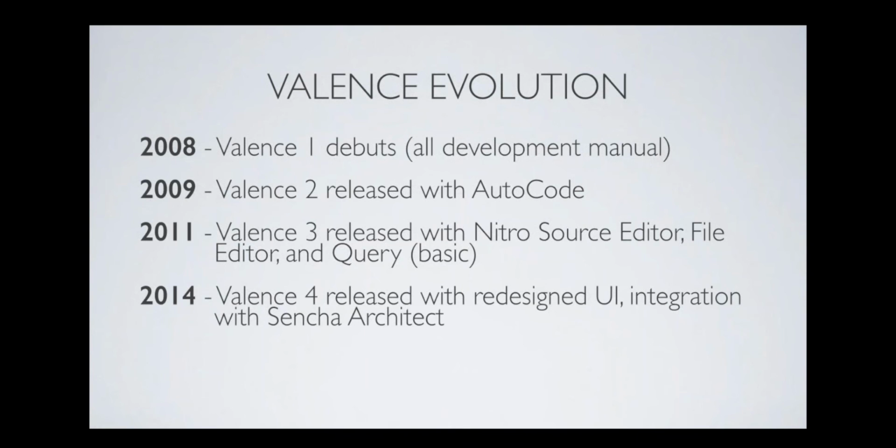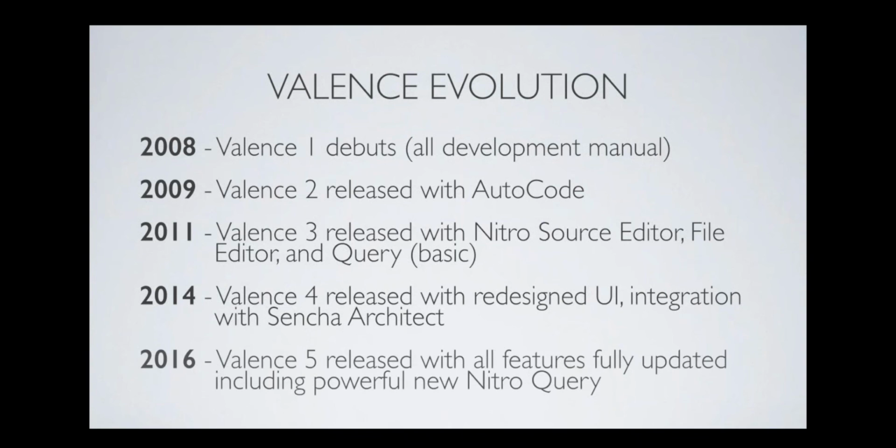Then in 2014 with Valence 4, we released a redesigned UI with Valence, and we also integrated it with Sencha Architect. So you had a GUI designer at that point. So not all the coding was manual. You could lay out the user interface with Sencha Architect. Now in 2016, with Valence 5, we updated all the features of Valence, but we rewrote the Nitro Query specifically. And you can do more with it today than ever before.